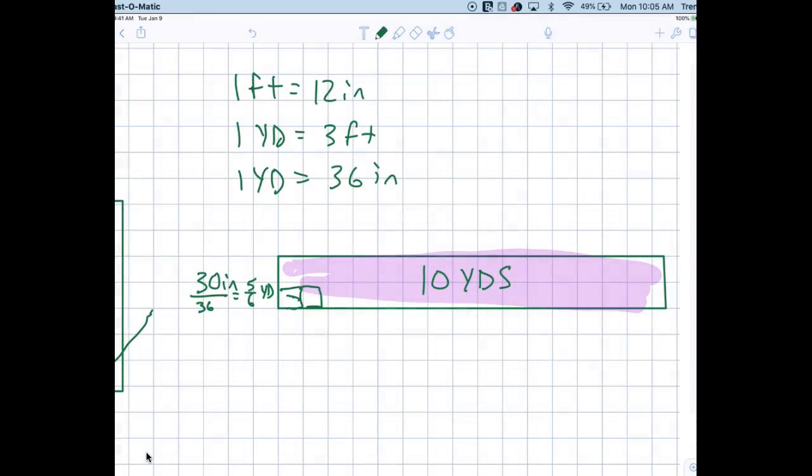What was your question? I think I have it in a decimal. No decimals. We're doing fractions.